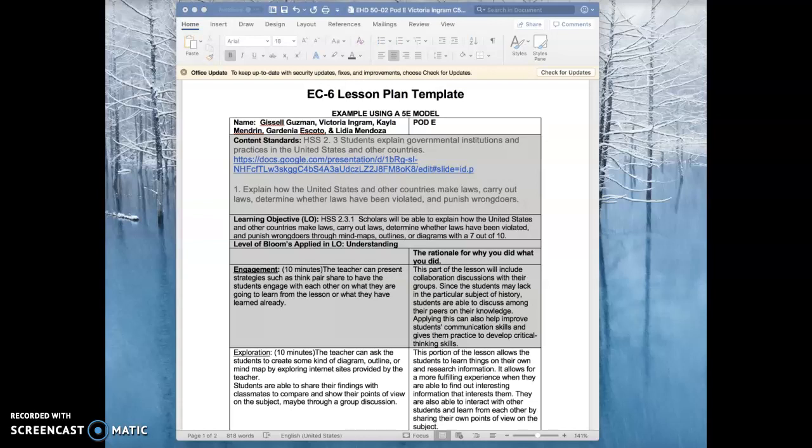The learning objective we created as a whole goes as scholars will be able to explain how the United States and other countries make laws, carry out laws, determine whether laws have been violated, and punish wrongdoers through mind maps, outlines, or diagrams with a 7 out of 10. And we used Bloom's applied. The level of the learning objective is understanding.